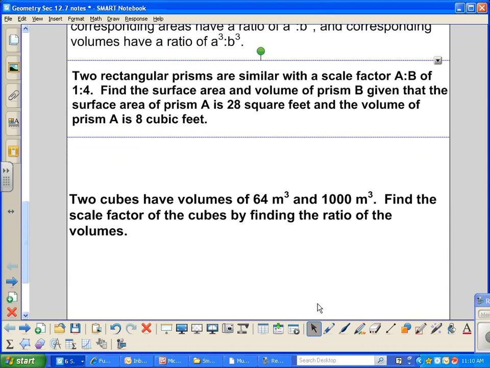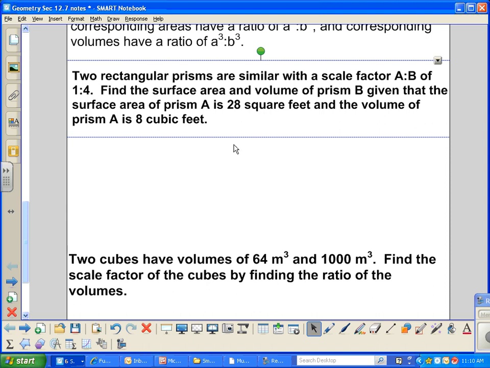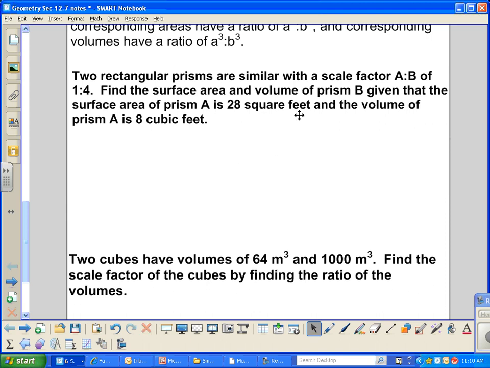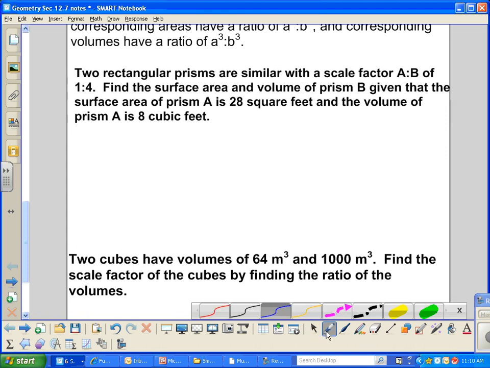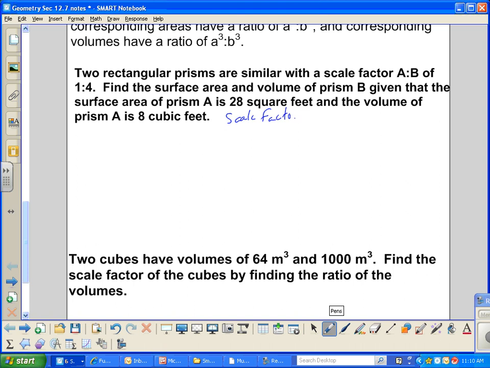Alright, so next up it gives us: two rectangular prisms are similar with scale factor A to B of 1 to 4. Find the surface area and the volume of prism B, given that the surface area of prism A is 28 square feet and the volume of prism A is 8 cubic feet. So, from this we know the scale factor is 1 to 4.